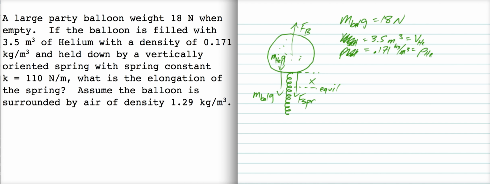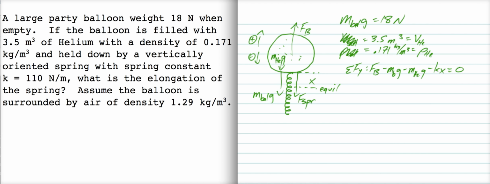All right, so the sum of all of our y forces is going to be the buoyancy force, which is positive. We'll take up to be positive and down to be negative, minus all these other things. So the mass of the balloon times gravity, the mass of the helium times gravity, minus the spring force.